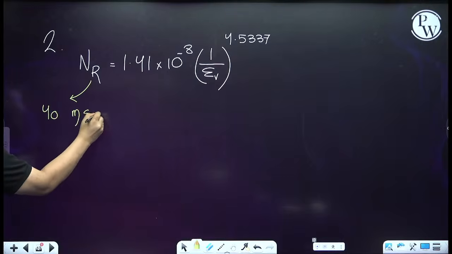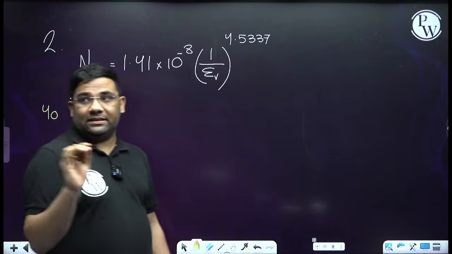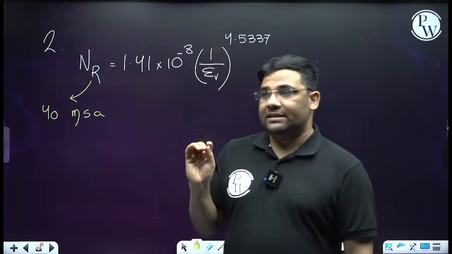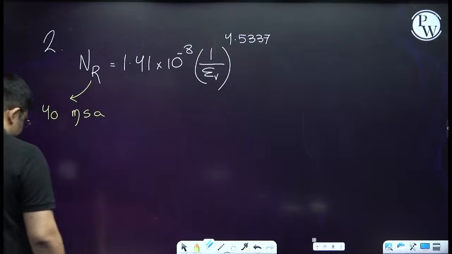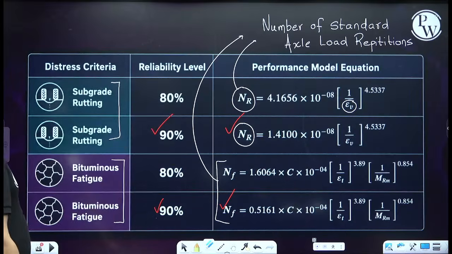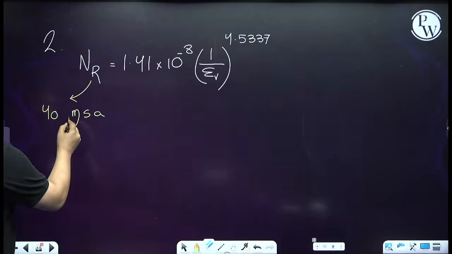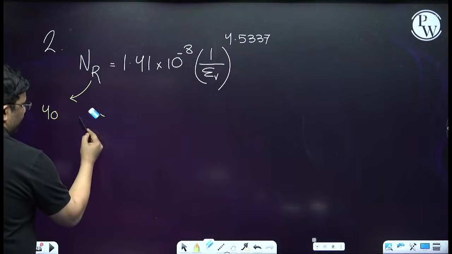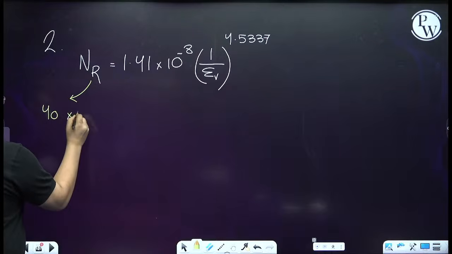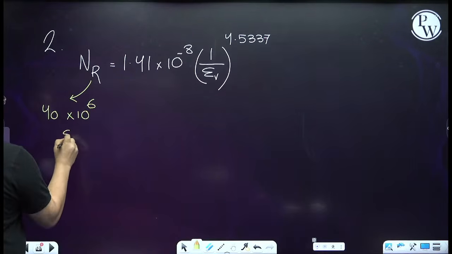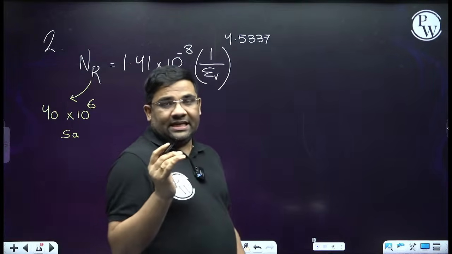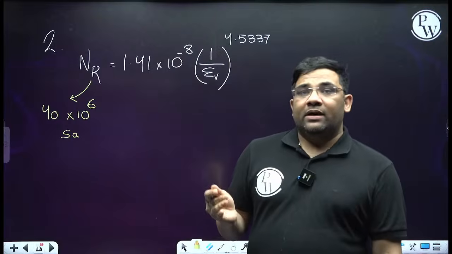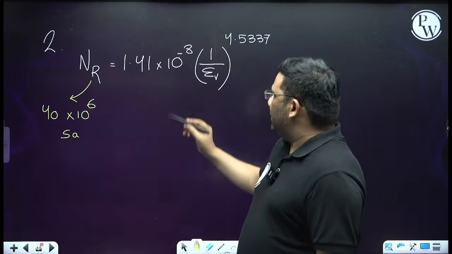What is MSA? Million standard axles. So million standard axles means what? But I need it in standard axles. This equation is for standard axle repetitions, but it is given in million standard axles. So this becomes 40 into 10 to the power 6 standard axles. So here this number of repetitions we should not take in millions, we will take it in standard axles. Now this is the equation.